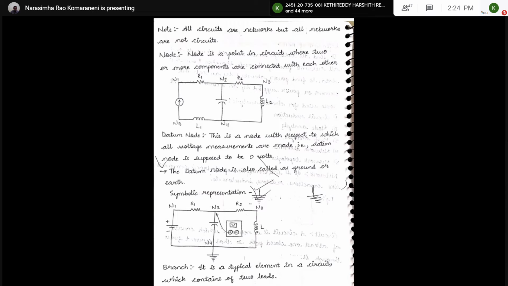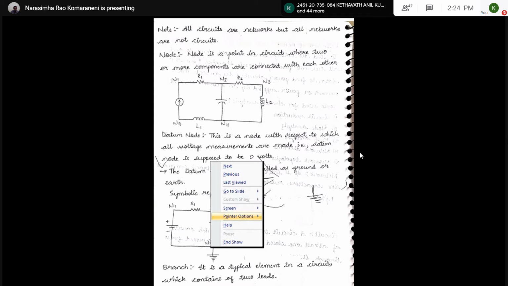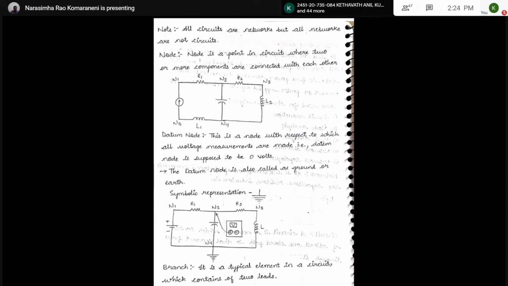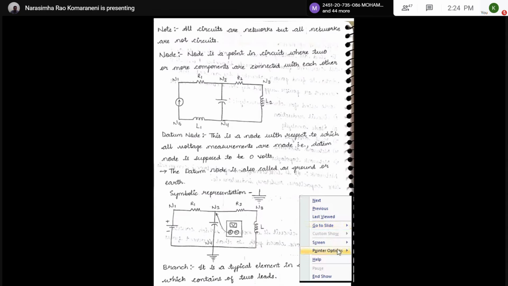Now if you see the second circuit diagram, look at the second circuit diagram here: how many nodes are there?